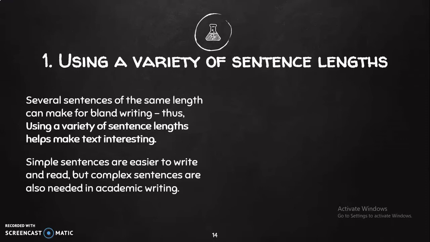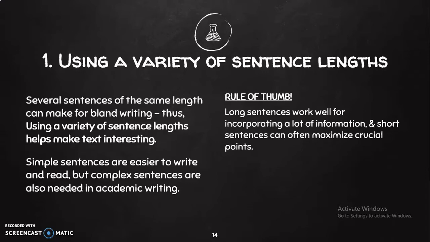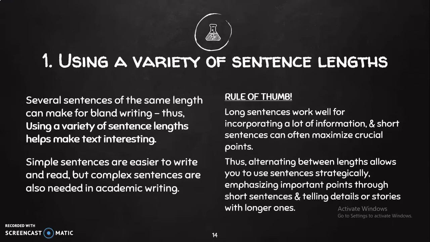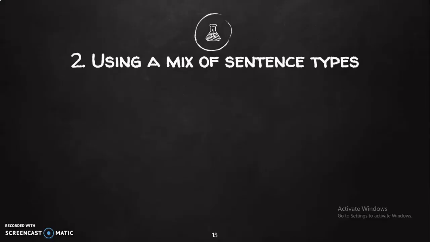Usually, simple sentences are easier to write and read. However, complex sentences are also needed in academic writing, as I told you last time. So the rule of thumb here is long sentences work well for incorporating a lot of information, and short sentences can often maximize crucial pointers. Thus, alternating between them allows you to use sentences strategically, emphasizing important pointers through short sentences, and then telling your details or stories with the longer ones. That's how you can achieve what I've said.